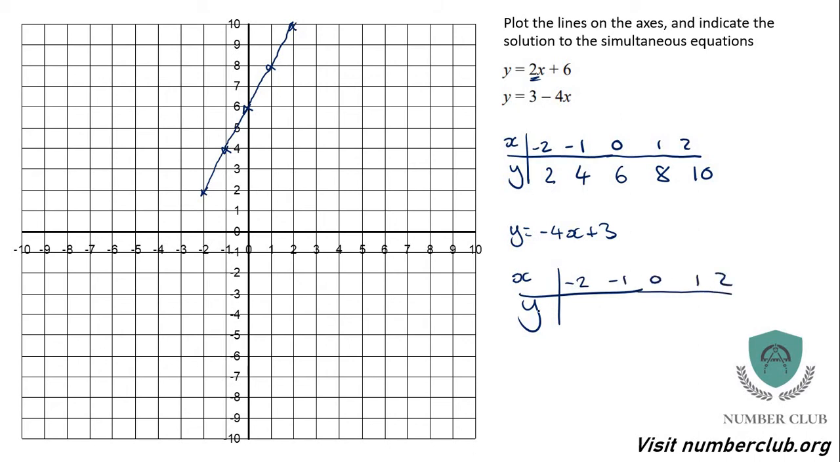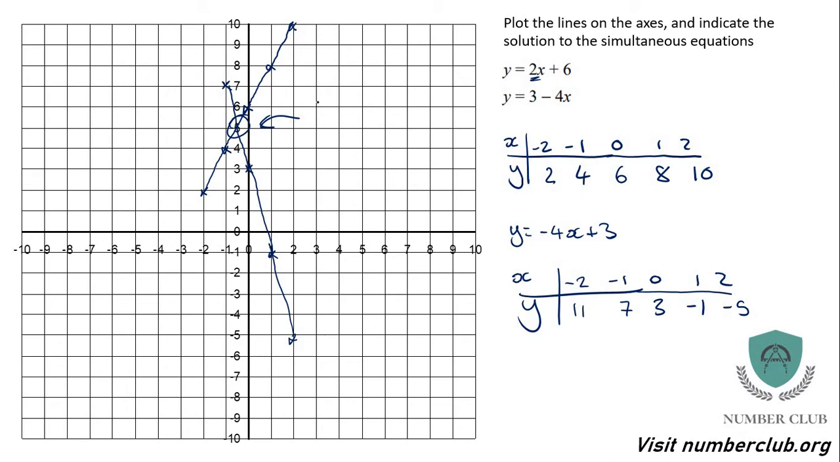Don't panic if some of these go off the bounds of the axes, it doesn't really matter. We get 3, we're going to take away 4. Negative 2, 11, negative 1, 7. Okay. 0, 3, negative 2, 11 obviously didn't fit on there. 0, 3, 1, negative 1, and 2, negative 5. And so we're going to get a line that looks a bit like that there, or something probably better if you used a ruler. That there is the solution to the simultaneous equations.